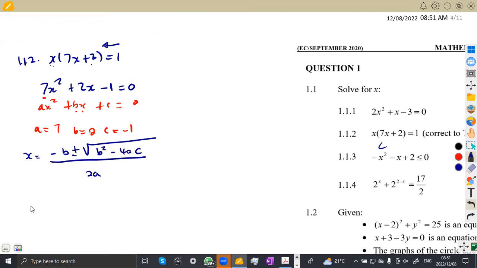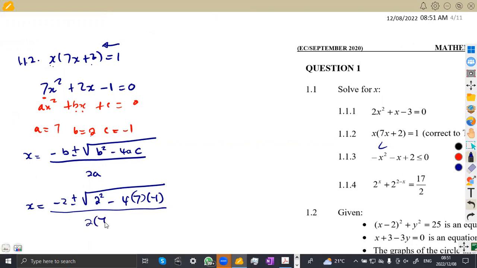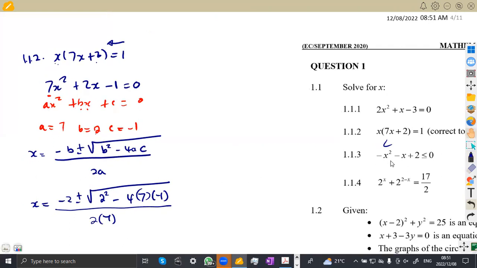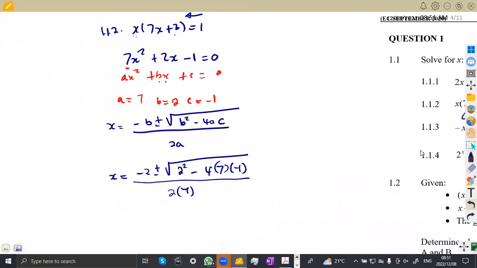So let's substitute our values, guys. Negative b, our b, that's a 2. So it's going to be negative 2 plus or minus the square root of 2 squared minus 4 times a, which is 7, times c, which is negative 1. Just put it in brackets. Okay, over 2 times a, that's 2 times 7. All right, so that's it. You can obtain your possible values of x.